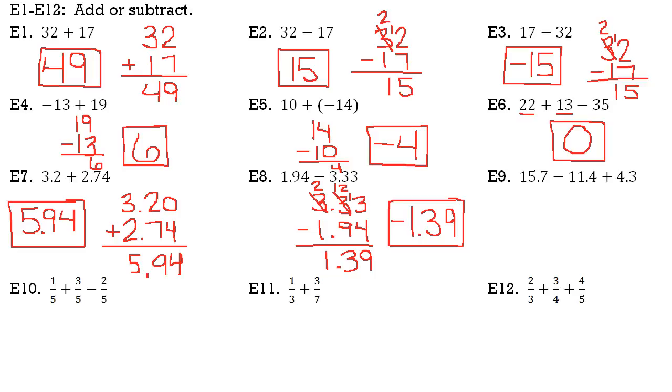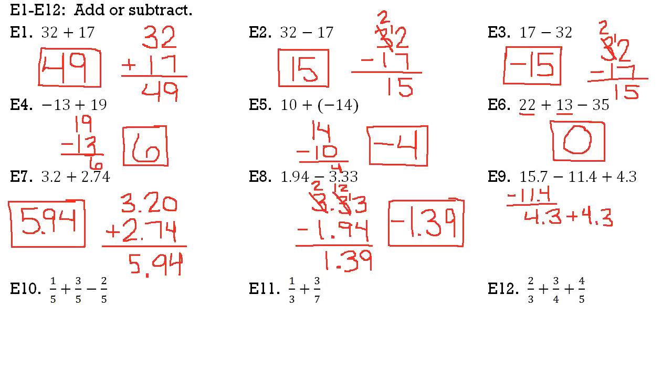There you go. Example number 9, we're going to subtract first. 15.7 minus 11.4. I can just sort of cheat here and just write this directly underneath. There's not going to be a lot of math going on here. There was no borrowing, so I can just go straight across. And then 4.3 plus 4.3.